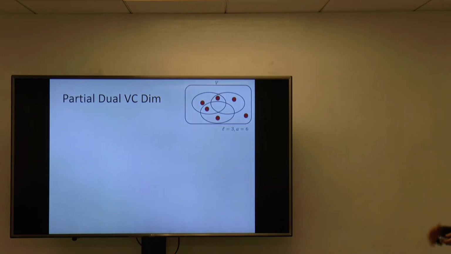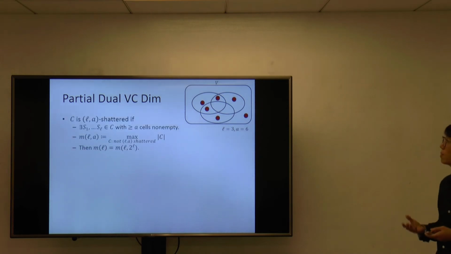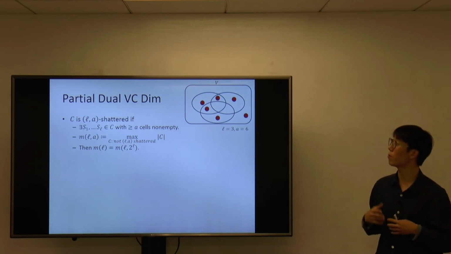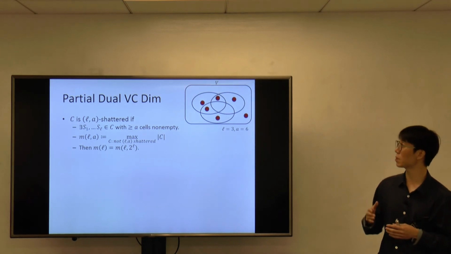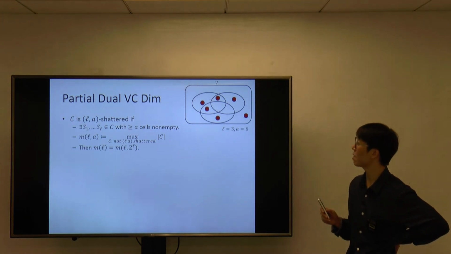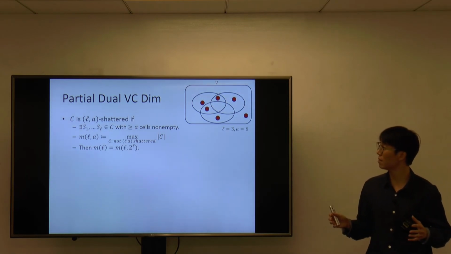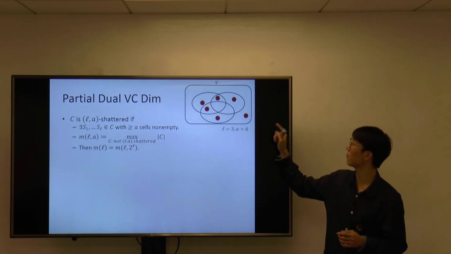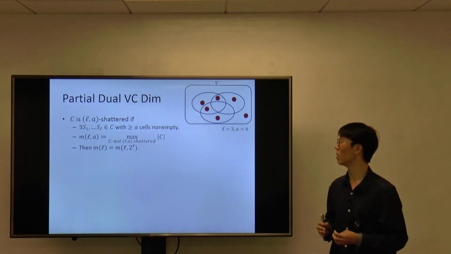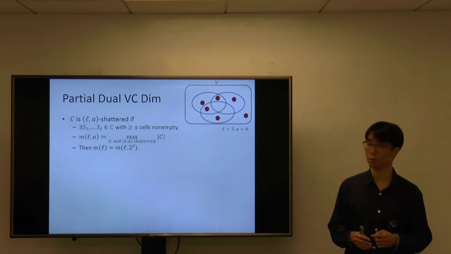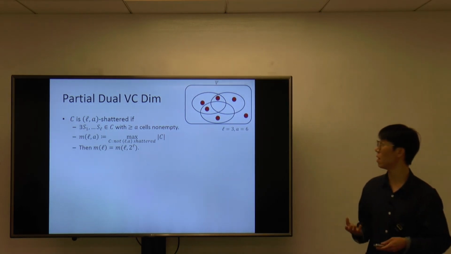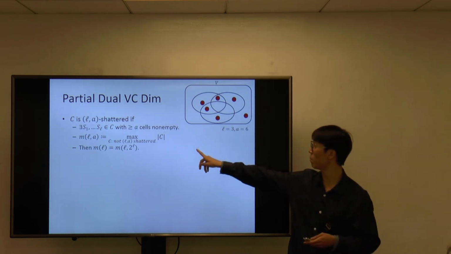Okay, so let me further tell you something about what we did. In order to prove the dual VC dimension bound, we actually use a more refined notion called the partial VC dimension, which was directly useful for our k-cut work as well. So if C is a set system, then we say that C is L comma A shattered if there are L sets where, if you draw this Venn diagram, at least A cells are non-empty. So C has dual VC dimension L means that C is L, 2 to the L shattered. And then we can again define this quantity M sub L of A, which is the maximum size of C which is not L, A shattered. Then M of L becomes M sub L of 2 to the L.